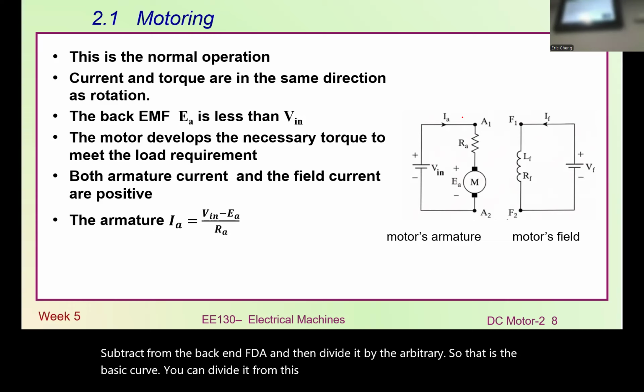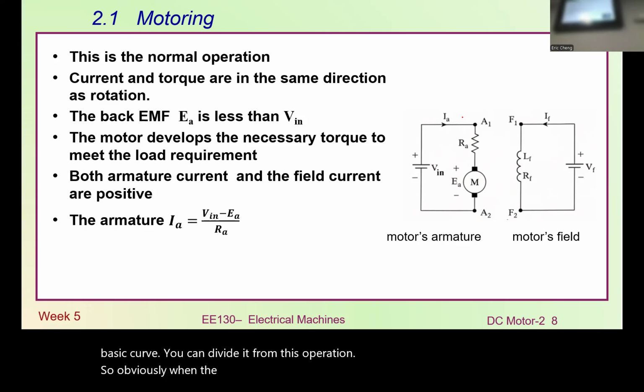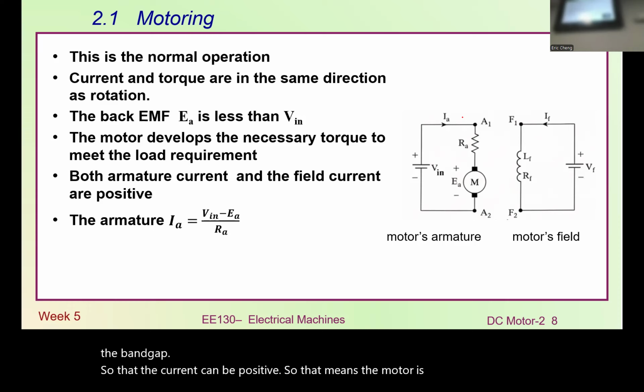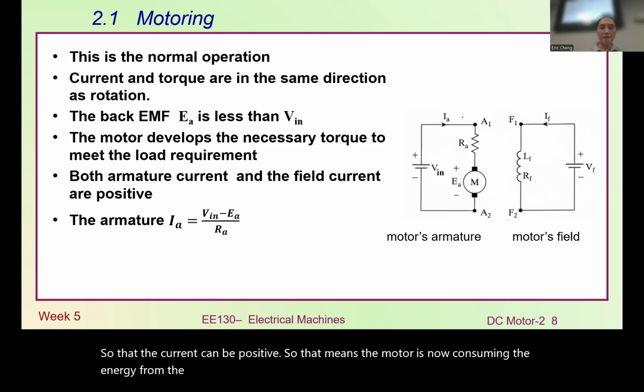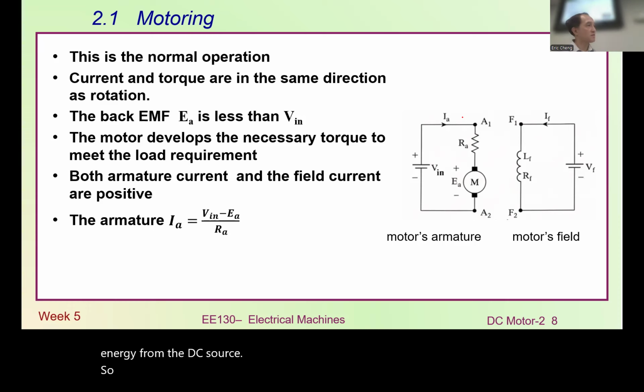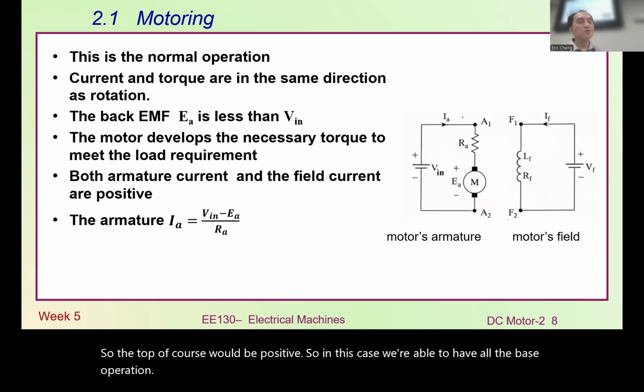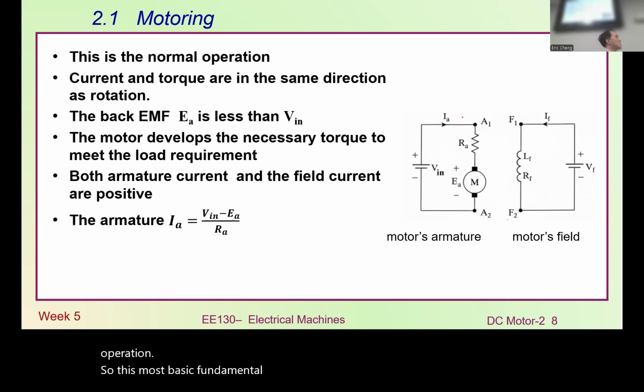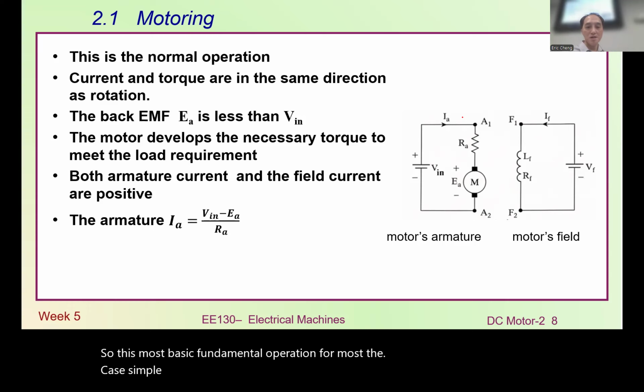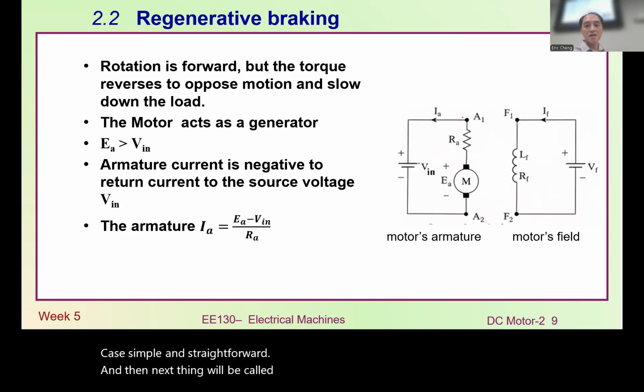Obviously, when motoring, the input DC voltage must be higher than the back EMF, so that the current can be positive. That means the motor is now consuming energy from the DC source. So the torque, of course, will be positive. In this case, we're able to have all the basic operation. That's the most basic fundamental operation for most cases. Simple and straightforward.